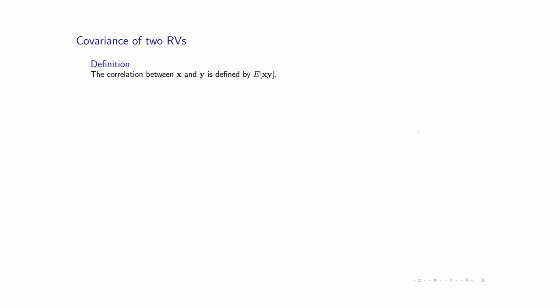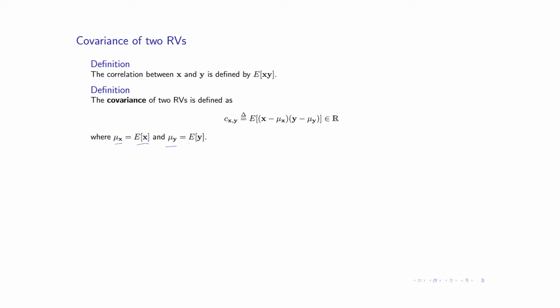The next important definition is the covariance of two random variables, which is the correlation between x minus mu x and y minus mu y. So you remove the means first from x and y, and then you calculate the dot product. This is called the covariance of x and y, where mu x is an abbreviation for the mean of x and mu y is an abbreviation for the mean of y.